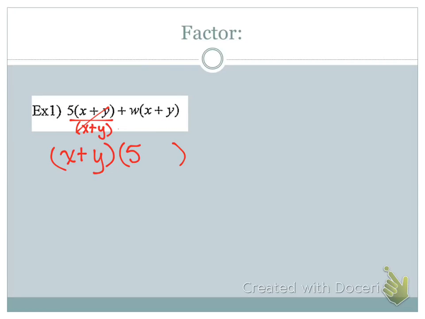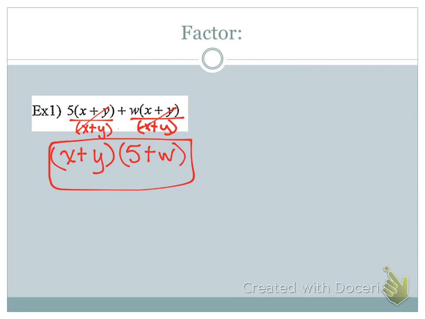We're going to do the same thing to our other term. We divide by our GCF, and what do we have left? A w, and it is positive, so we write plus w. And that is how we factor by grouping. Now, they made the groups for us, which is a little bit nicer, but we were able to factor out what they had in common.